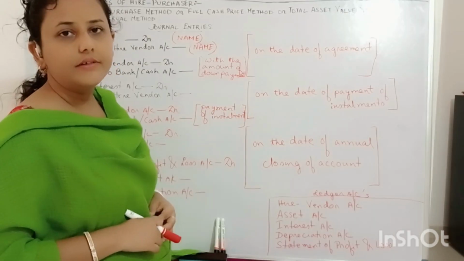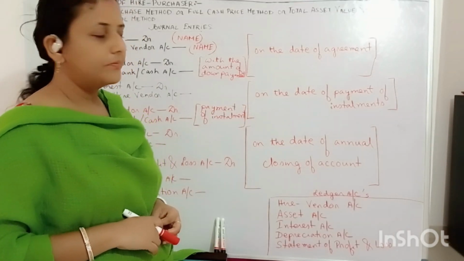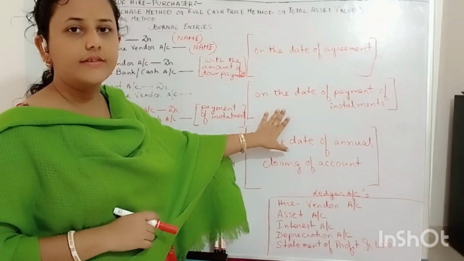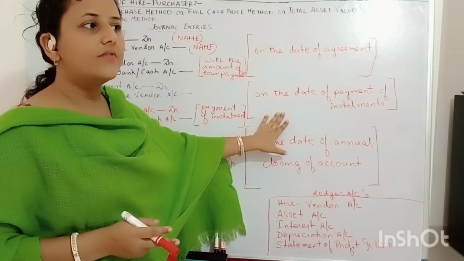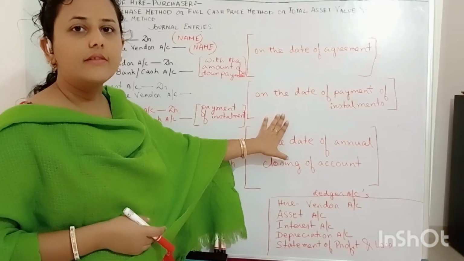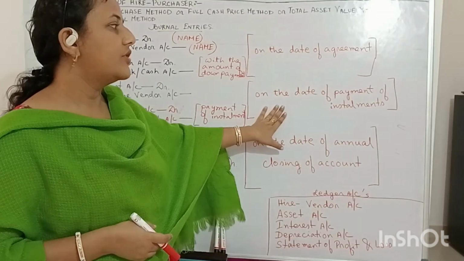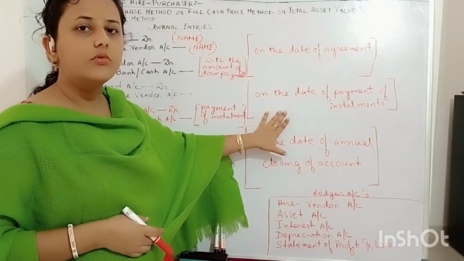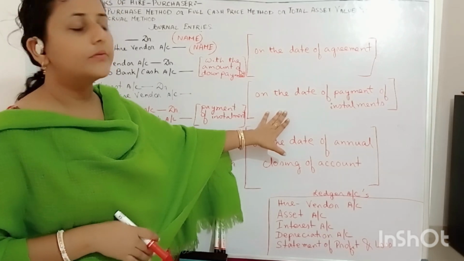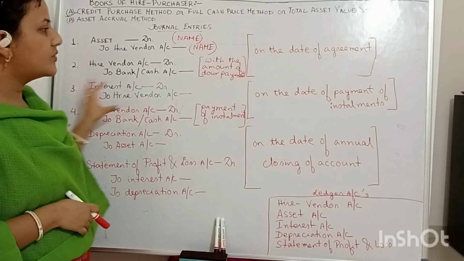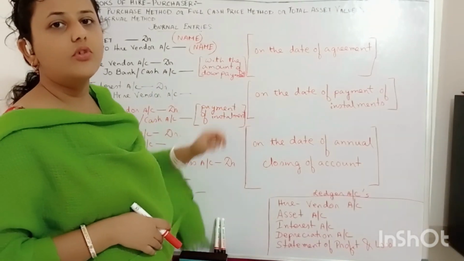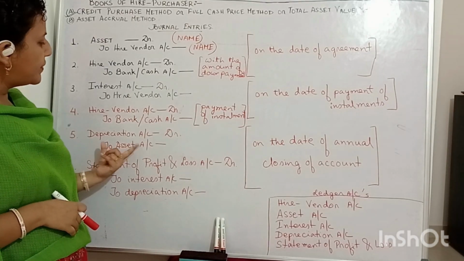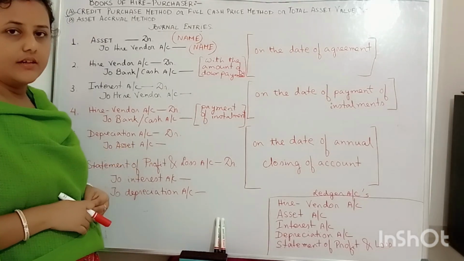That is year ending. Okay, on the date of payment of installments, that is when the year ends. Or you can say if the payment is made on monthly basis, then on the date of payment of installment. Okay, quarterly, half yearly. Whenever the installment is paid, these two entries are passed with the date of the payment of installments.